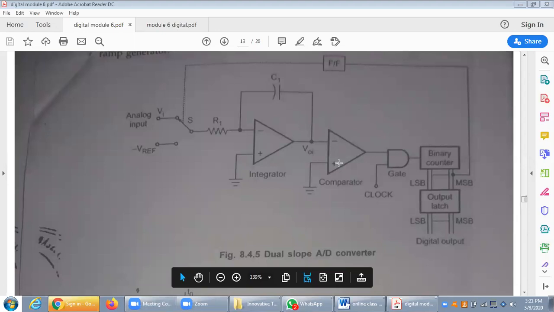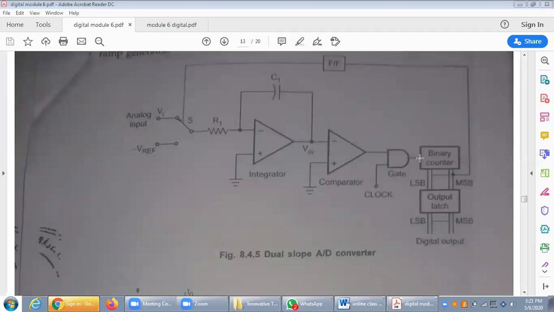So if the comparator output is 0, the output of the gate becomes 0. Otherwise, the clock will be given to the counter. We already studied the counter. What does it do? It will count 0, 1, 2, 3, 4, 5 up to the maximum, then again it will start like that. The counter will keep on counting continuously.